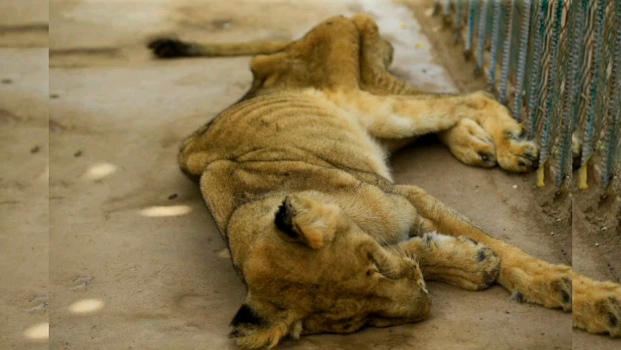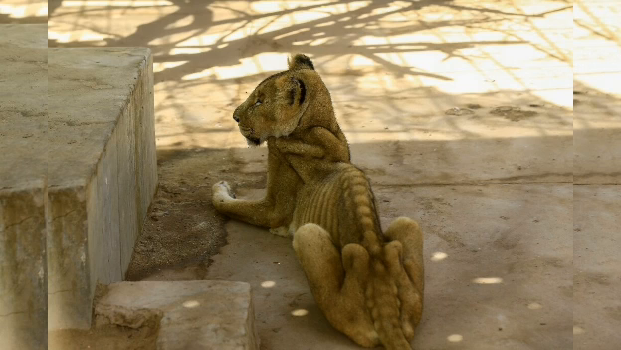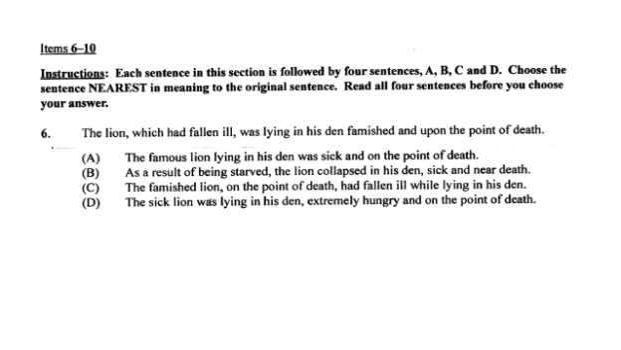Item 6. The lion, which had fallen ill, was lying in his den, famished, and upon the point of death. So here we have a lion who is extremely hungry and is sick. The lion is also on the verge of dying. Let's try to find the equivalent of this sentence.